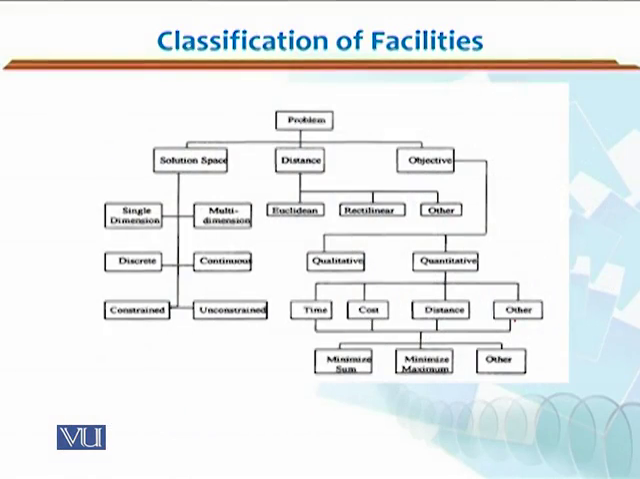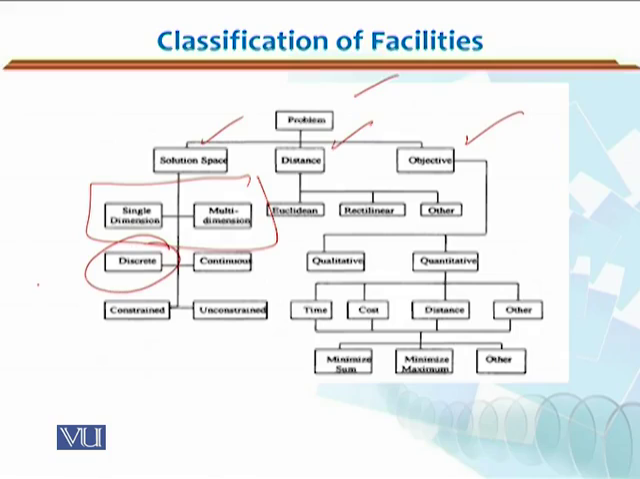Now, this is the visualization of what I have said so far. You have a problem. The problem could be in terms of distance, or in terms of objective, or in terms of the solution space. Your solution space could be single or multiple dimension. It could be discrete in nature. That means you can count them and there are 1 or 2 dimensions to it. It might be continuous. It could be constrained or it could be unconstrained. Then, if you have a decision problem, we will be looking at it in full detail. Your distance could be Euclidean, rectilinear, and others as well. We will be covering Euclidean and rectilinear distances.